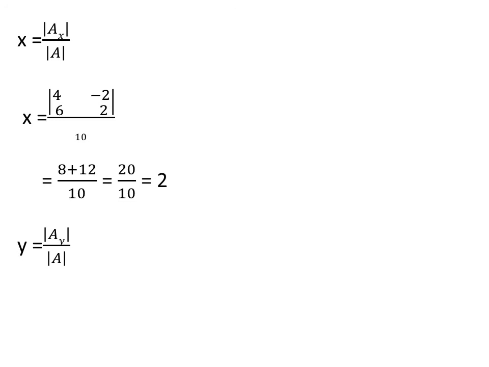Similarly, we can write y equal to determinant of Ay over determinant of A, which can also be written as elements of the matrix Ay in determinant form, and in the denominator we will write the value of determinant of A, which is equal to 10. The elements at the diagonal places are multiplied firstly, and then the other terms are multiplied, which will give us 12 minus 12. By solving these terms we will get 0, which is the value of y.